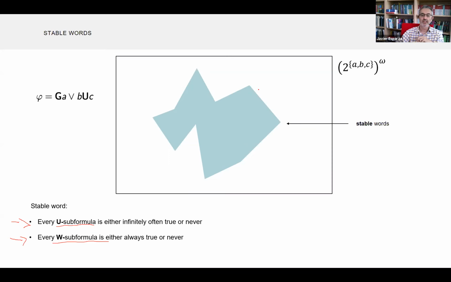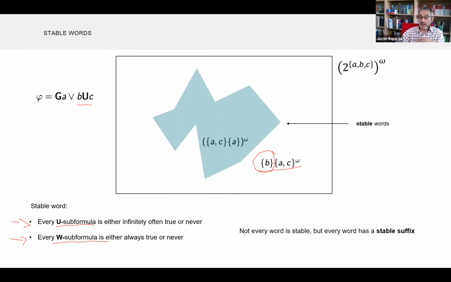That's the idea. And in particular, for example, this word is not stable because this subformula, B until C, holds once. It doesn't hold infinitely often or 0 times, but just once. But for example, this one is stable because here B until C holds infinitely often. And G A holds always, right?